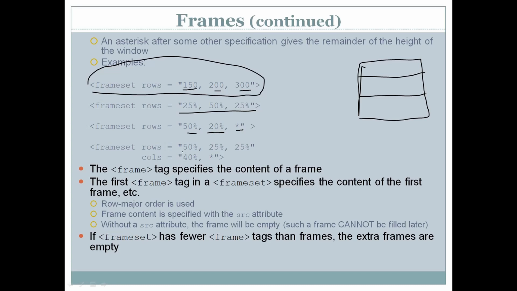So you can see rows 50%, 25%, 25% and cols, that is 40% and star. So even columns can be specified along with rows. We have two columns in this. The first column will take 40%, whereas the second column will get whatever remaining size is present. In this case it would be 60%, because 40 is already used for the first column. Now this is how you can divide your window into rows and columns.